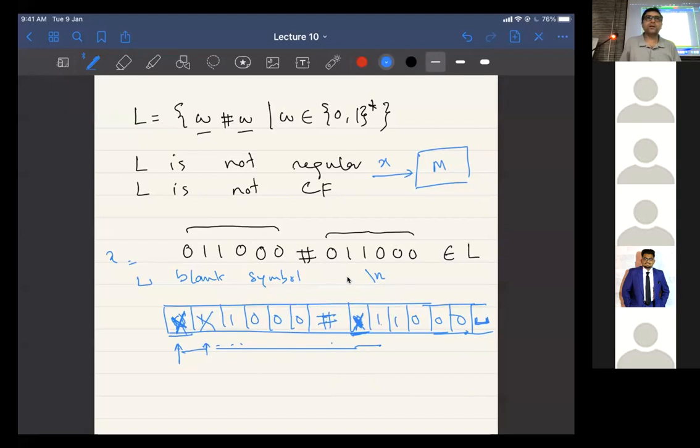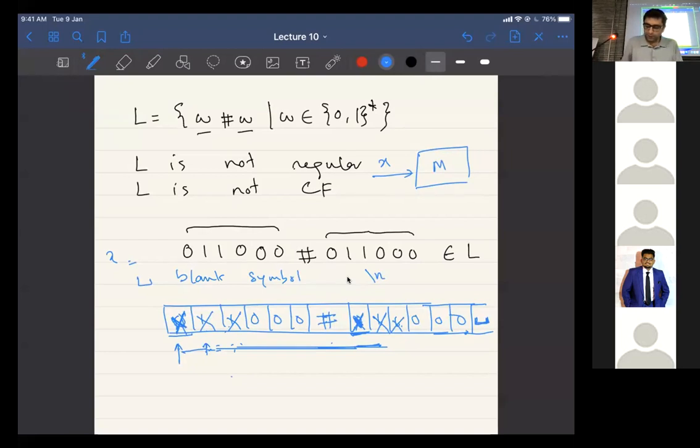And check what this character is. Is this one? Yes. Was it one? Yes. So it will cross this one and come back till the first cross, then it will go one right, come here. It reads one, and this is one, so it will cross this one, go all the way till the first character after the hash and cross, and check what this character is. If it is one, and it was one, so it will cross. At this point, if it finds a zero rather than a one, or a one rather than a zero, it will immediately go into a reject state, and it will reject the string. Yes, is there any question?